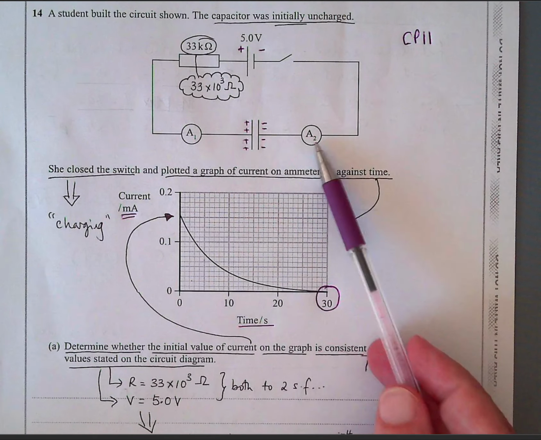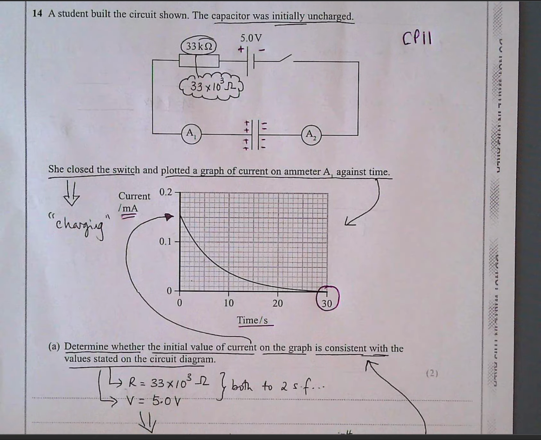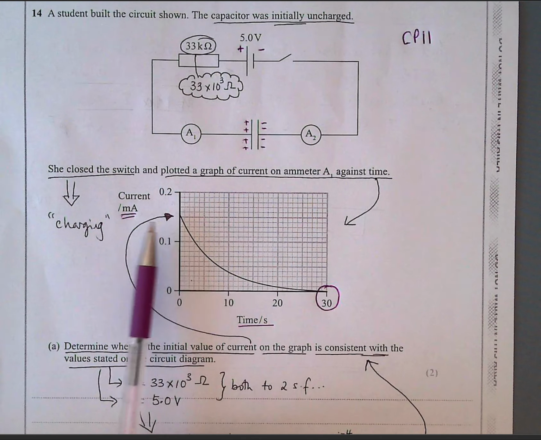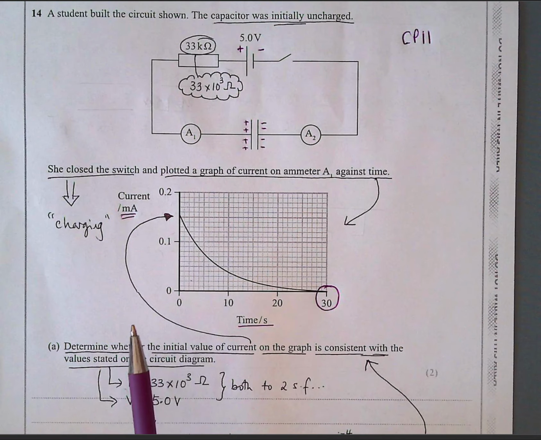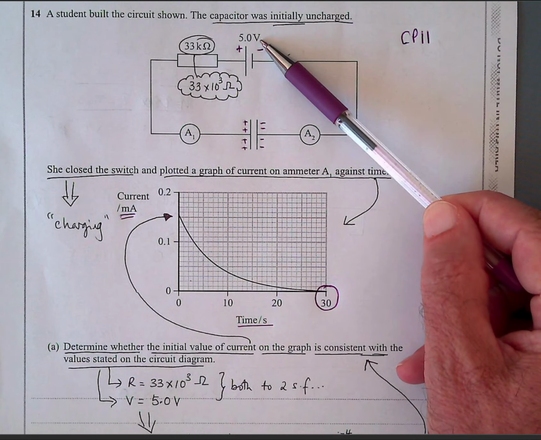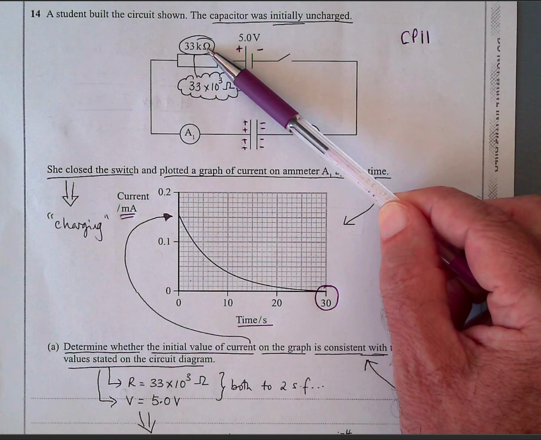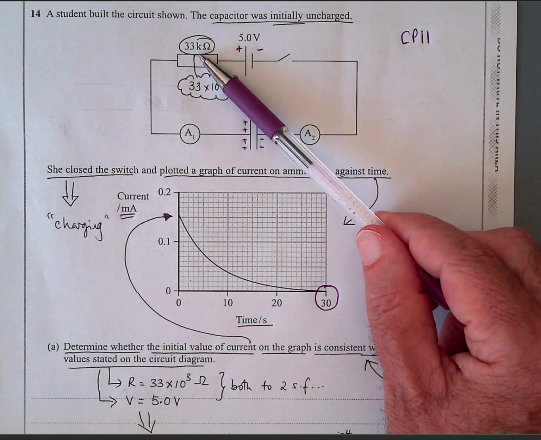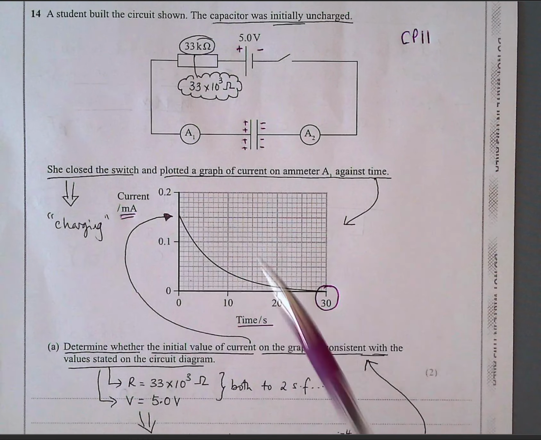The question is, why have they put 2 ammeters? Well, you'll see in a moment in one of the questions. So it says, determine whether the initial value of current, which is here, so the maximum current is at the beginning, so it's the maximum flow of charge onto the plates, on the graph is consistent with the value stated on the circuit diagram. Well, the values stated on the circuit diagram are 5.0 volts and 33 kilo ohms, which is 33 times 10 to the 3 ohms. So don't get confused. There's a kilo there and then there's a milli there.